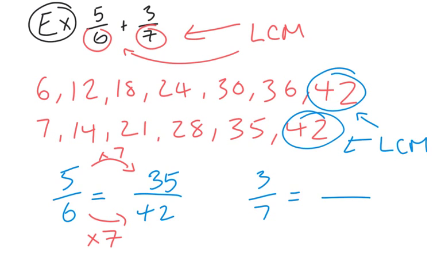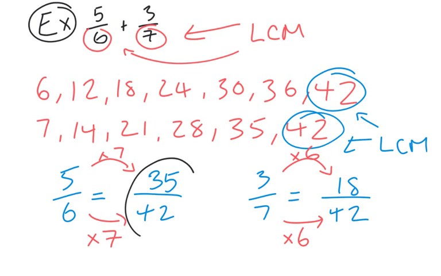The new denominator is going to be 42. You have to ask yourself, how do I get from 7 to 42? Well, you have to multiply 7 by 6. What you do to the bottom, you also have to do to the top. So 3 times 6 is 18. So we've just written an equivalent fraction for 5 over 6, which is 35 over 42. And we've just written an equivalent fraction for 3 over 7, which is 18 over 42.